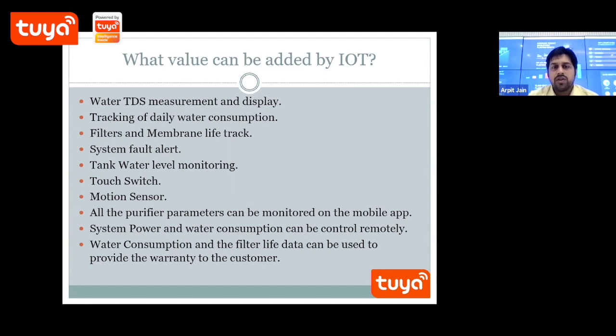All the purifier parameters can be monitored on the mobile app. System power and the water consumption can be controlled remotely, and the water consumption and the filter life data can be used to provide the warranty to the customer. So the last one is from the manufacturer's point of view. To win the warranty, he can use this particular data.